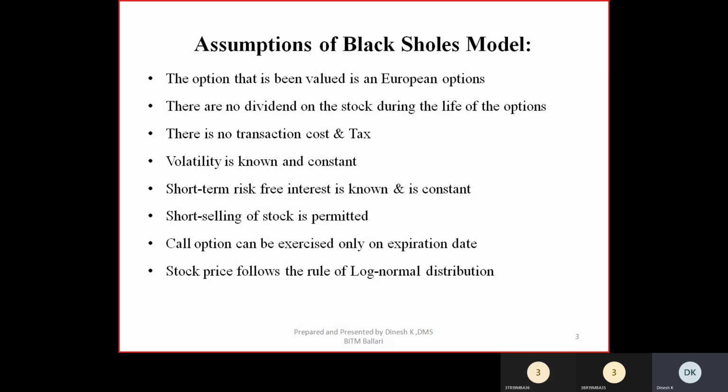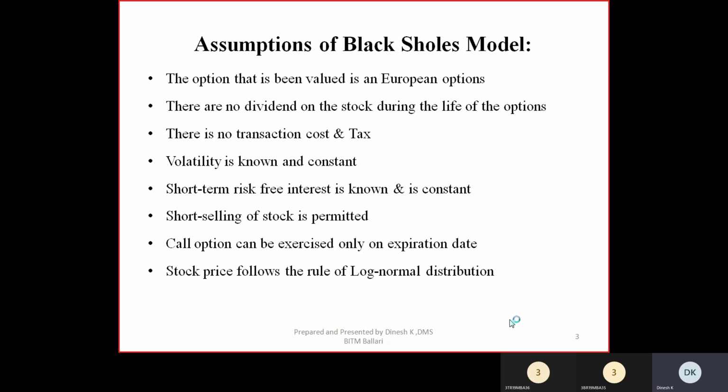Short selling of the stock is permitted, right? You can take a long position on a call, or you can take a short position on a call, or you can short sell on the positions, right? So there are two things. Short on a call is different. Short sell on the call is also different. Fine. Call options can be exercised only on the expiry date. This is another feature of a European option. As I said, a European option only expires on the date of expiry.